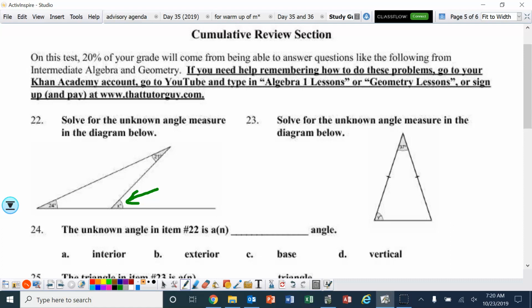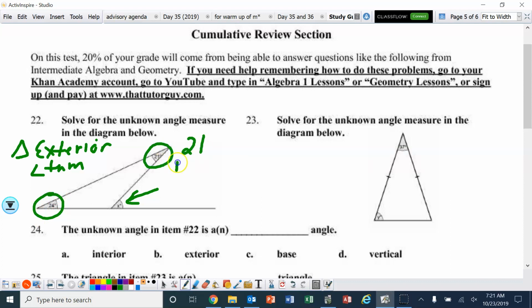Now, the easiest way to do this is if you remember a theorem. It's called the triangle exterior angle theorem. And what that theorem says is we can take the two angles that are inside the triangle, these two angles, and simply add them together. 21 plus 24, and we get 45. So that exterior angle is 45 degrees. That's it.